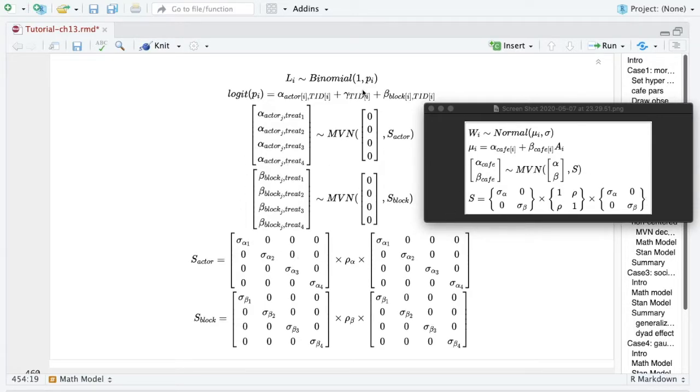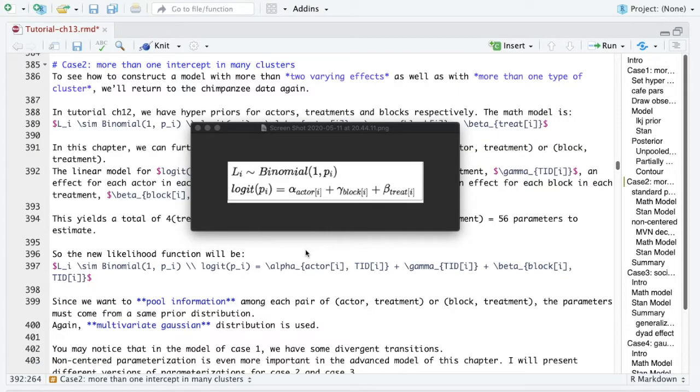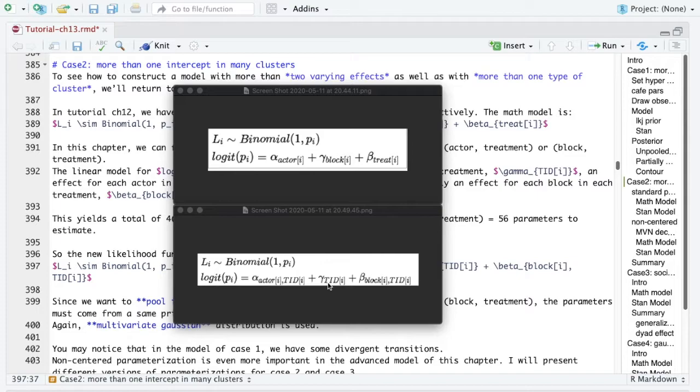With this in mind, I believe you can understand the model more easily. In case 2, the data we use is again the chimpanzee data. In chapter 12, we used the chimpanzee data to learn the concept of a multi-level model for the first time. At that time, we had hyperpriors for actor, block, and treatment effect separately. In this chapter, we can further investigate whether there are interactions between actor and treatment, or block and treatment.